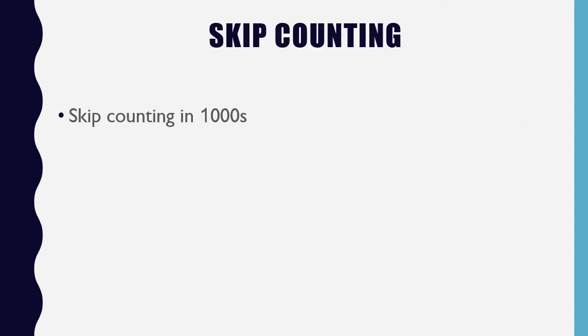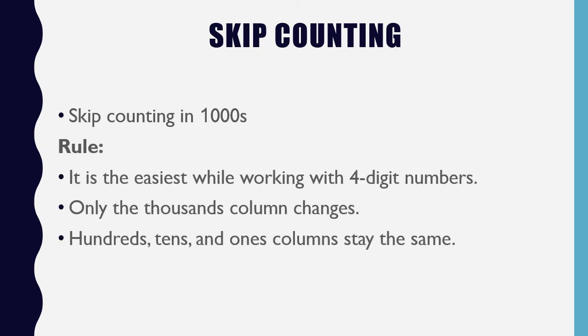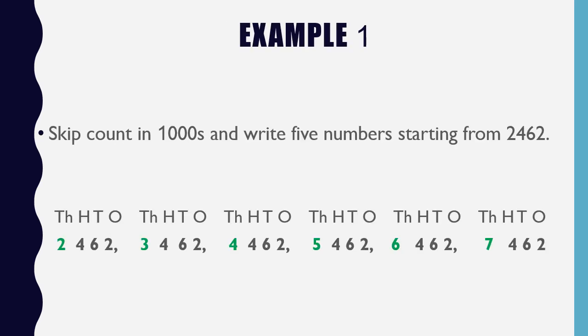Finally, skip counting in thousands. While working with 4-digit numbers, it is easiest to skip count in thousands. You have to change only thousands column. Ones, tens and hundreds columns stay the same. You can see in this example, only the thousands are changing. All other columns, ones, tens and hundreds, stay the same.